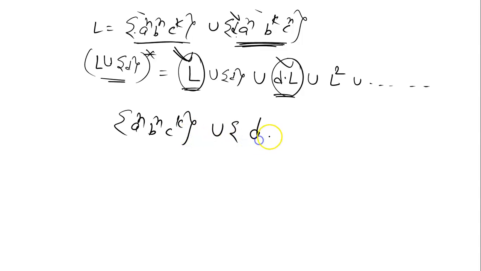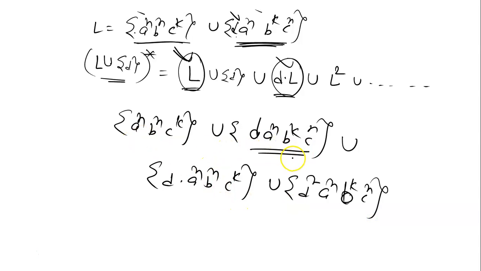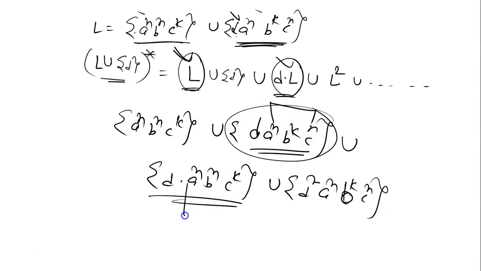A power n, B power n, C power k, and D, A power n, B power k, C power n. So this is basically your L union D dot L. D dot L means D dot A power n, B power n, C power k, union D square A power n, B power k, C power n. So again you can see, if your string starts with D, now I don't know whether to check this or whether to check this. If my string starts with D, then I don't know whether to match the number of A with the number of C or whether to match the number of A with the number of B. So this is a very simple example.